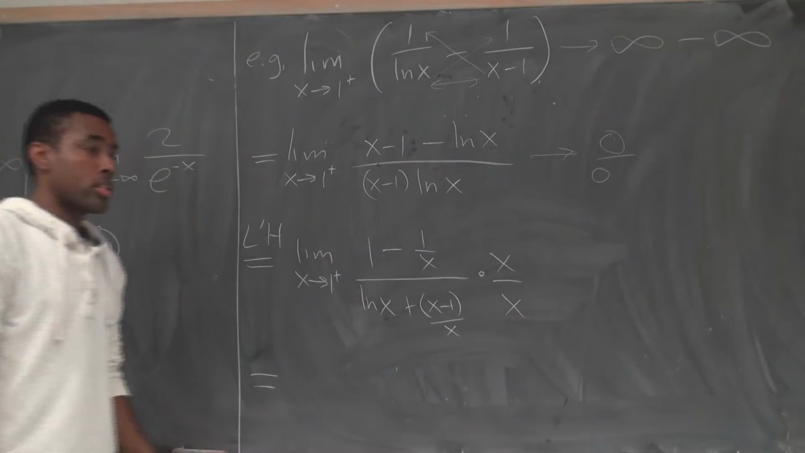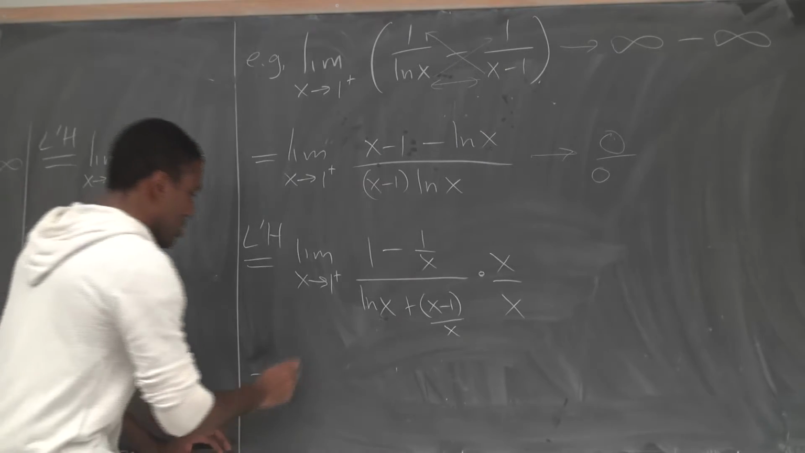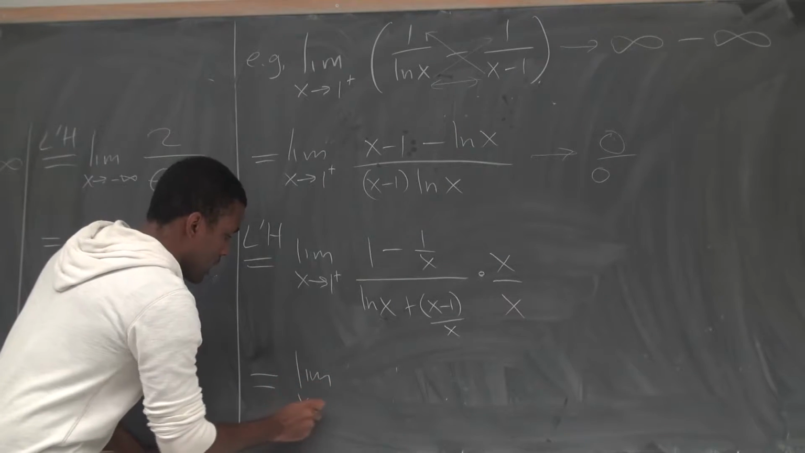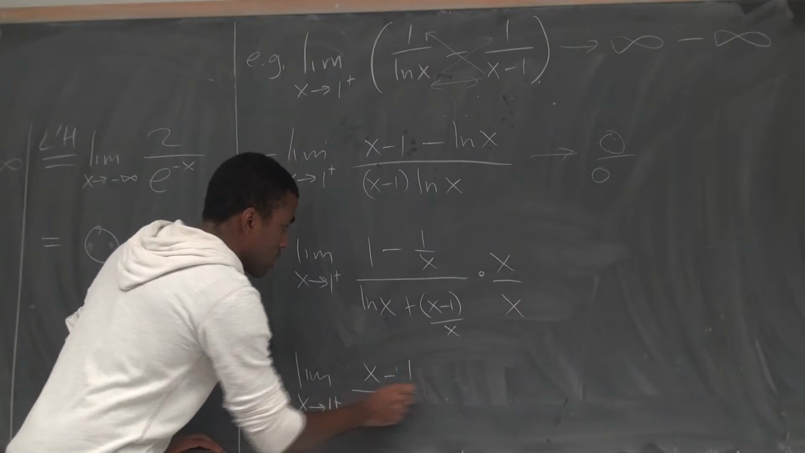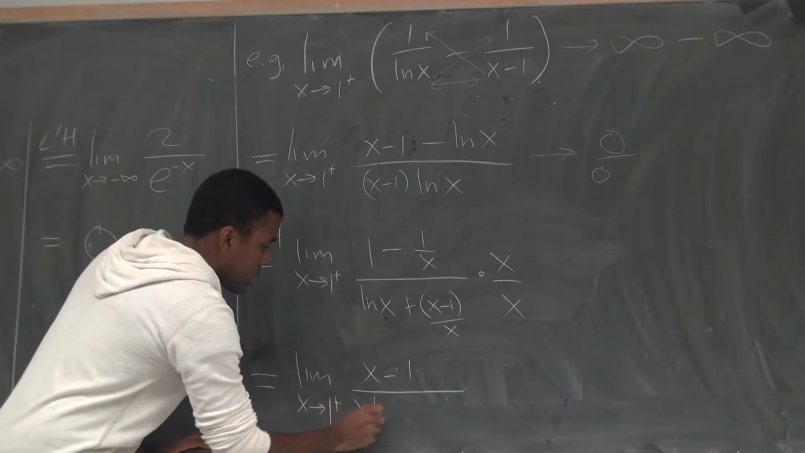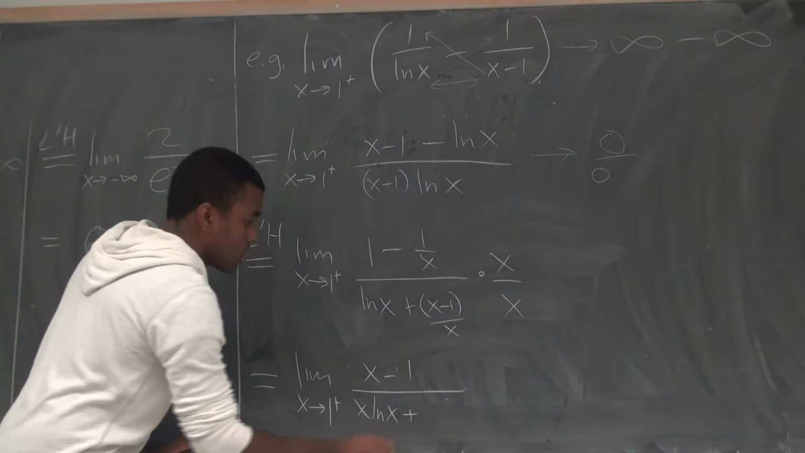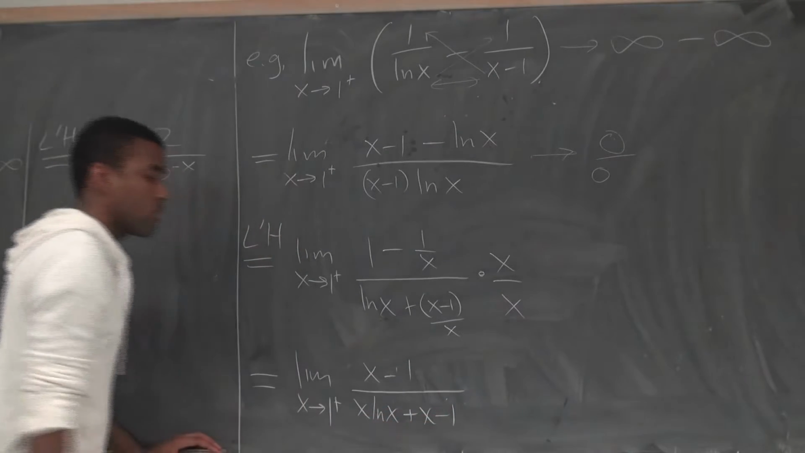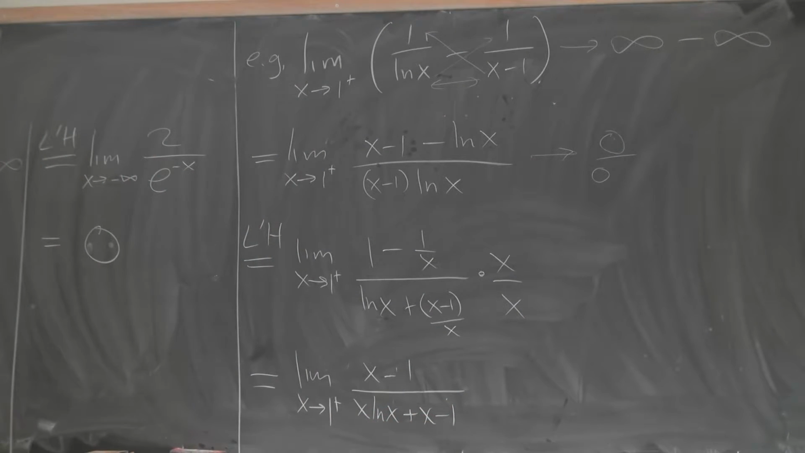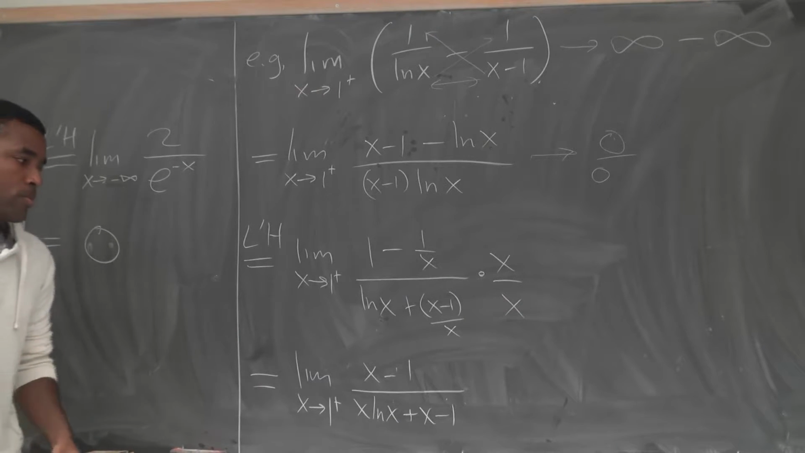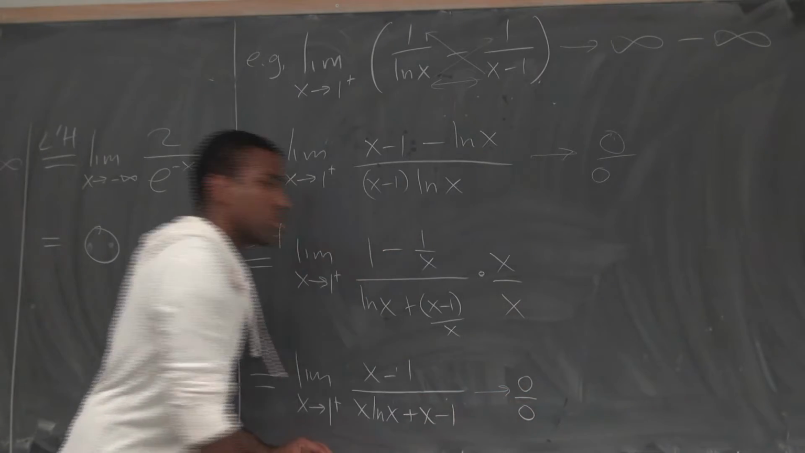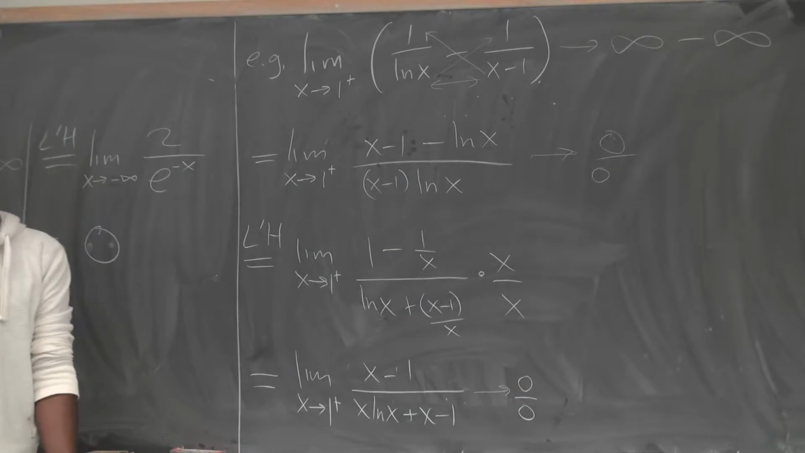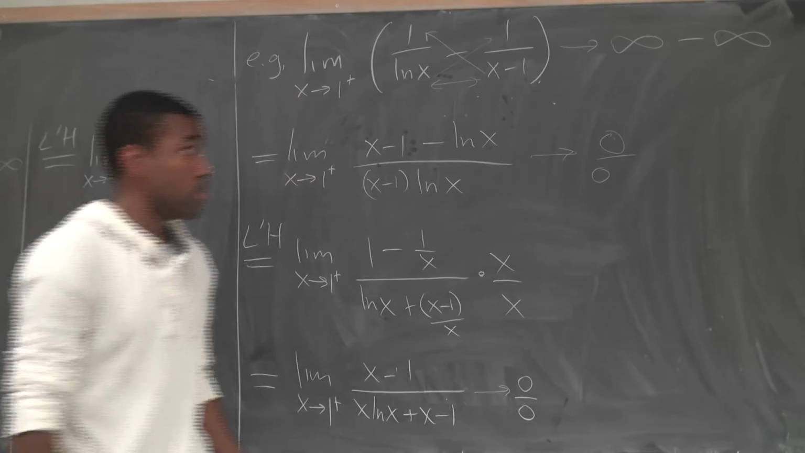Multiply by x over x, which is the LCD. So this now becomes the limit as x approaches 1 of x minus 1 over x ln x plus x minus 1. Right? So that looks a lot nicer, right? So do we still need L'Hopital's? Right, it still goes to 0 over 0. So darn it. Try to simplify, didn't really help us. Let's keep moving.